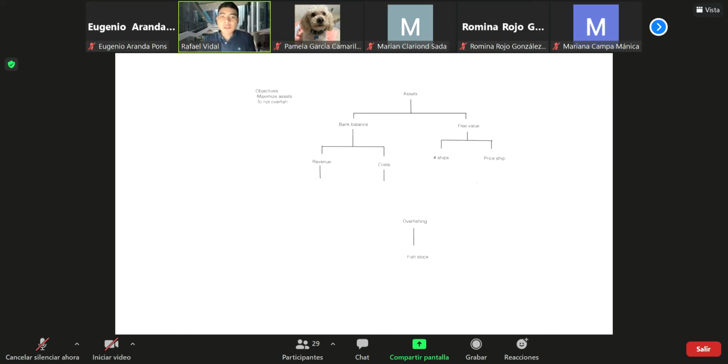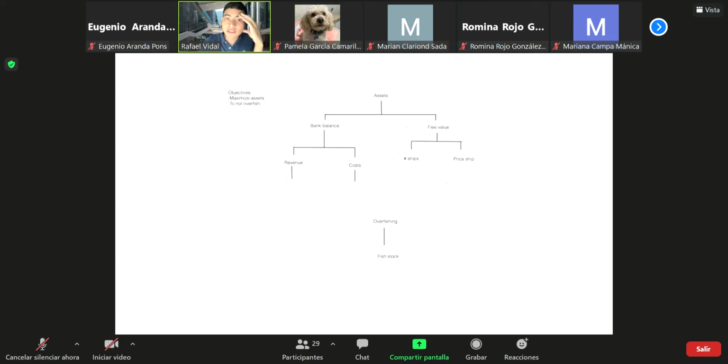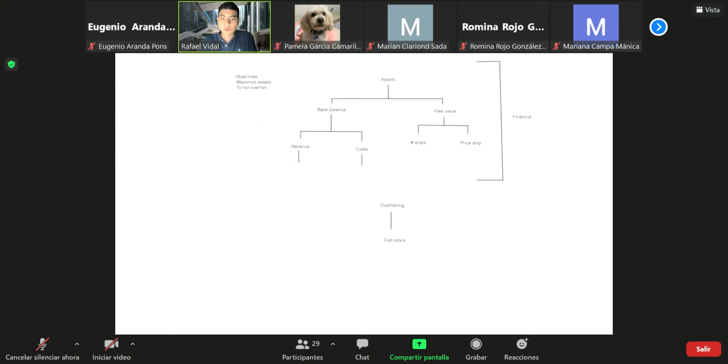So we have two different dimensions for the balance scorecard. Which dimension is this one? Financial. Which dimension is this one? Sustainability.